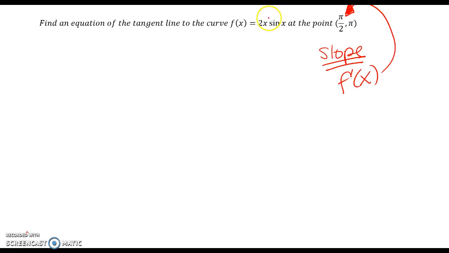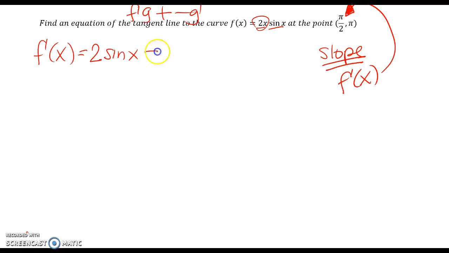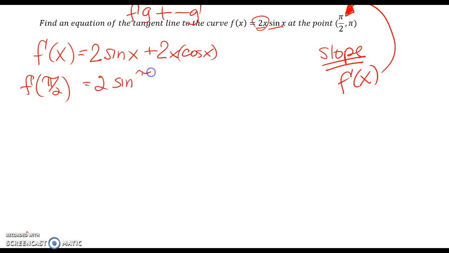2x sine x. We basically have a product rule that we have to work with. So remember, product rule is f prime g plus f g prime. So first, the derivative of 2x, which is 2, times g plus f times the derivative of g. So the derivative of sine x is cosine x. All right. We are going to say, what is this f prime of x at pi over 2? So that's 2 sine pi over 2 plus 2 times pi over 2 cosine of pi over 2.